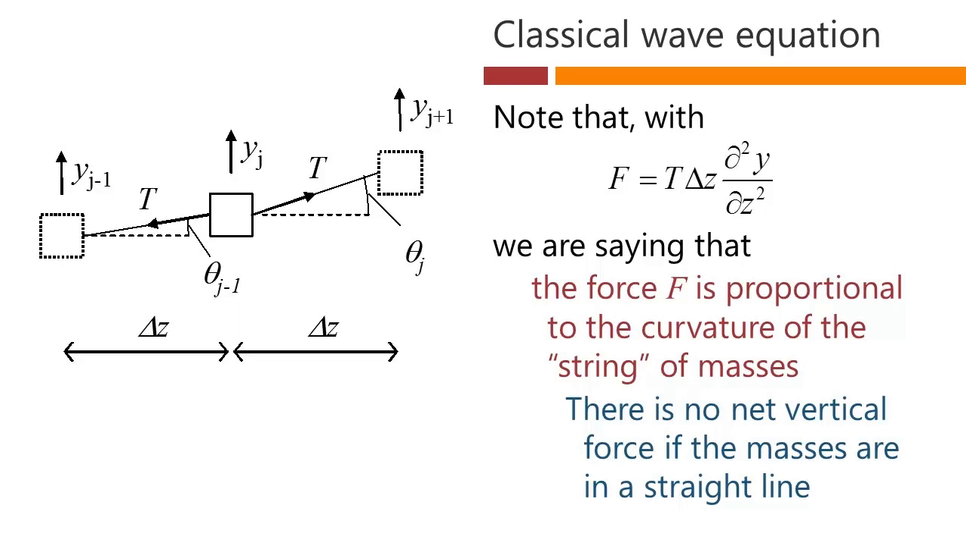And indeed, if these masses were in a straight line, not a horizontal one, still there would be no net vertical force on this center mass. The amount that would be pulled up from the tension along this direction would equal the amount that was pulled down from the tension along that direction if all of these masses were lying in a line. So this net vertical force on this mass is proportional to the curvature. It doesn't matter what the gradient is in the string.